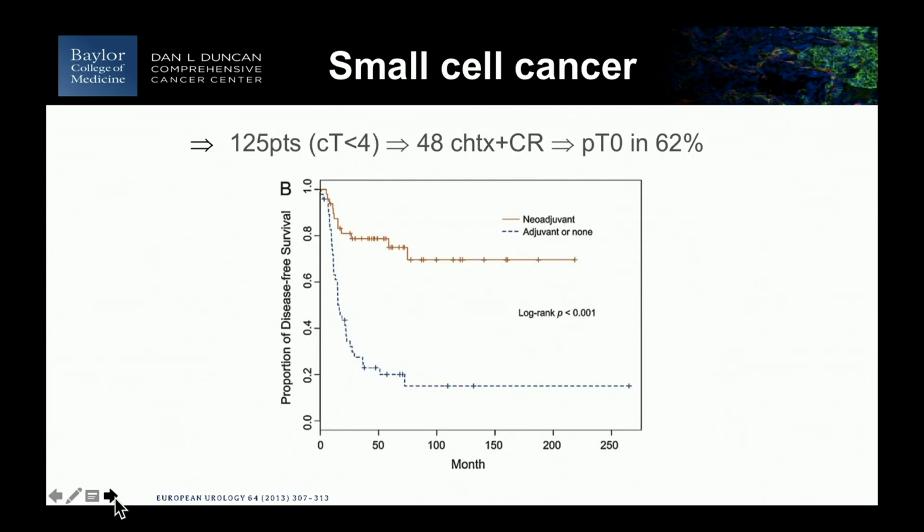This is just some data from, I believe, the MD Anderson group. They've reported clearly on the largest group of patients with small cell neuroendocrine tumors, and you can see the outcome with and without neoadjuvant chemotherapy. So here's with, and here's upfront cystectomy plus adjuvant. Now, why is it such a huge difference between the two?